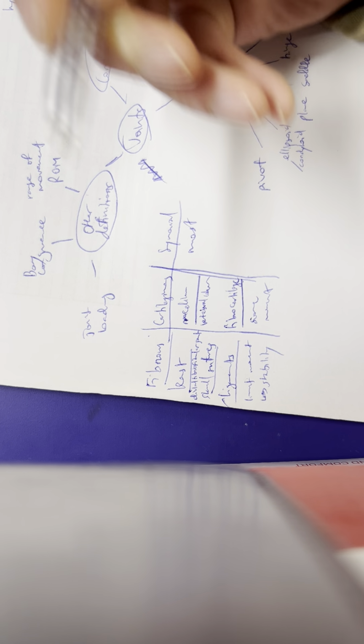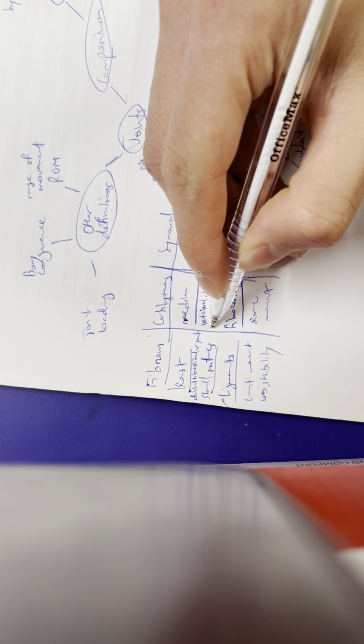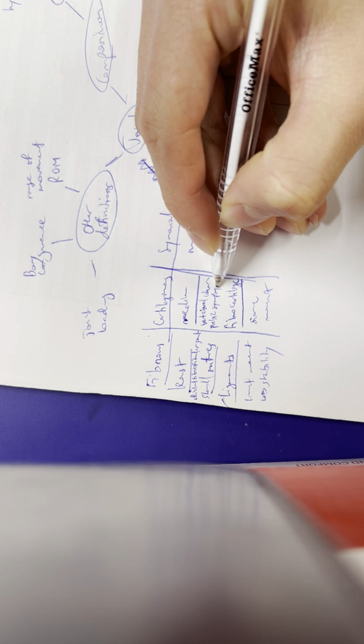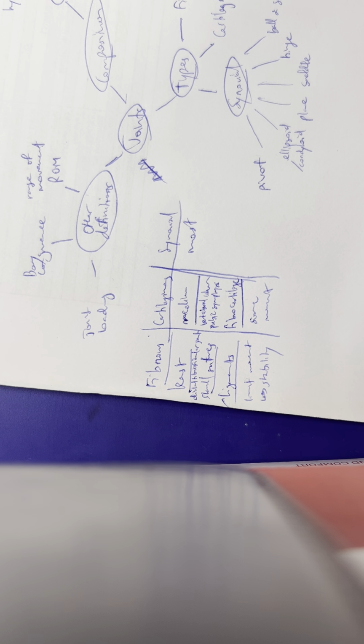Right, so between each one of your vertebrae, and you also have the pubic symphysis, which is like the joint in your hip bone, basically.